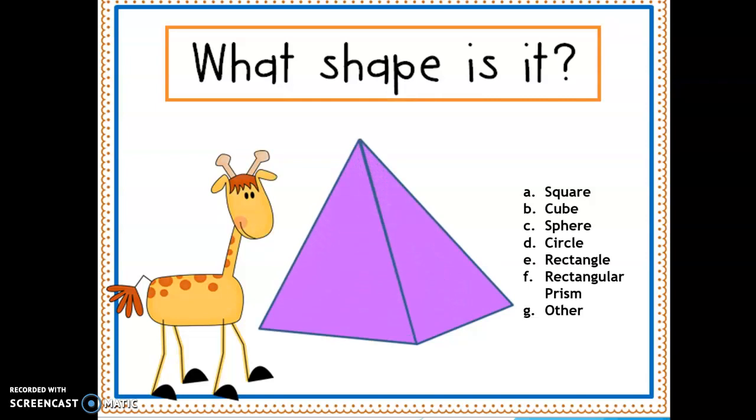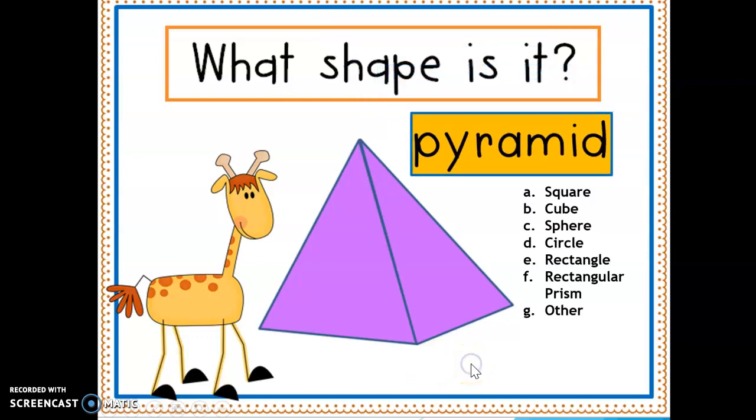What shape is this? Give you a couple seconds to look at your choices. The answer is G. This one is actually a pyramid. You'll notice it has a triangle on this side, a triangle here. There's a triangle back there and a triangle back there, and a square along the bottom. It is three-dimensional. It is a pyramid.